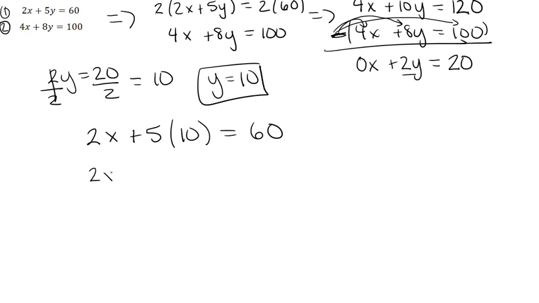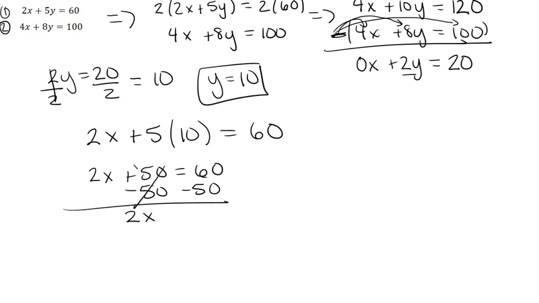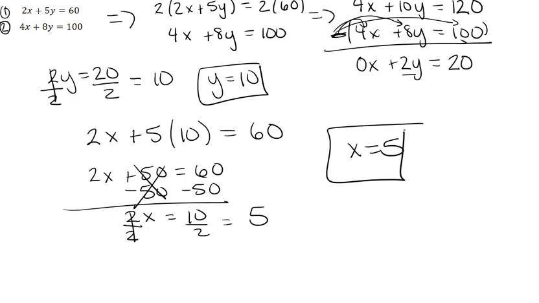Now we can go 2x, now 5 times 10 is 50, which is equal to 60. So then we need to subtract 50 from both sides to get x by itself. So 60 minus 50 is 10. Now we can divide by 2, and we're left with x being 10 divided by 2, which is 5. So x is equal to 5. So we would say x is 5 and y is 10.